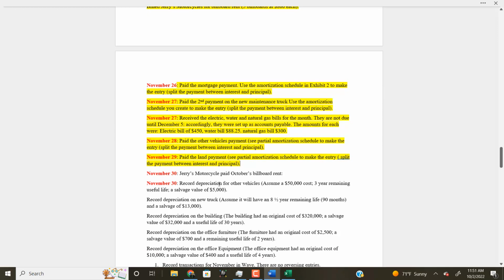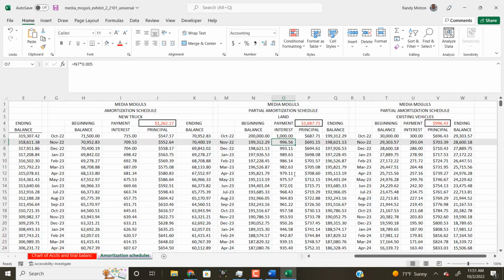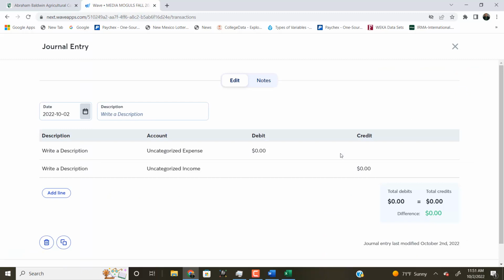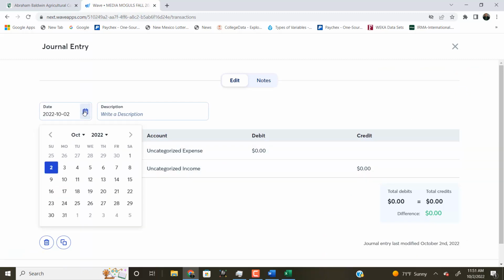All right. On the 30th, Jerry's Motorcycle paid the October billboard rent, which was $4,000. I just remember that. Since they're paying the rent, remember we charged them initially. More. Add a journal transaction on the 30th.